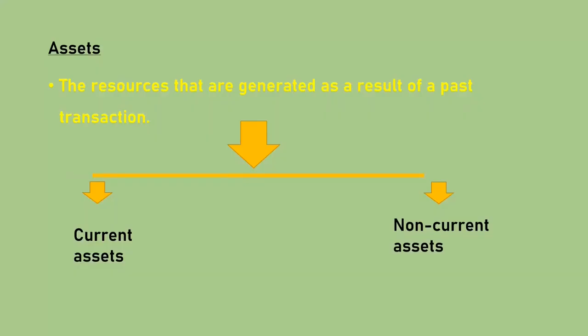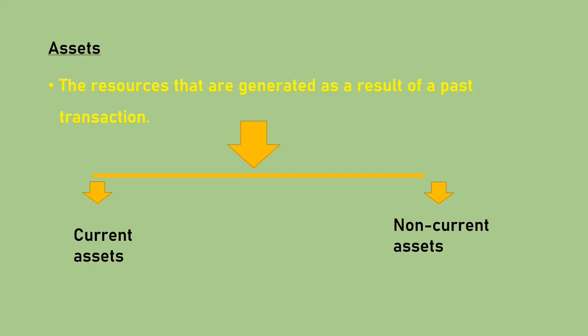In accounting, there are 5 types of accounts: assets, liabilities, equity, income, and expenses. An asset can be interpreted as resources that are generated as a result of a past transaction. As an example, purchase a land for 1 million to start a business, or purchase a machine for $100,000 for business activities. There are 2 types of assets: current assets and non-current assets.